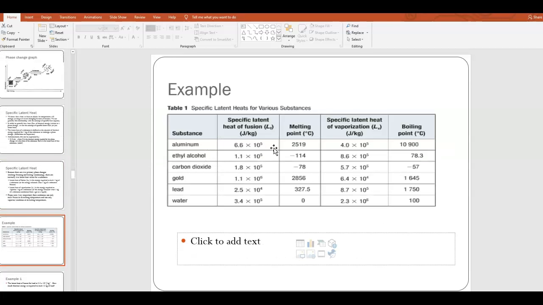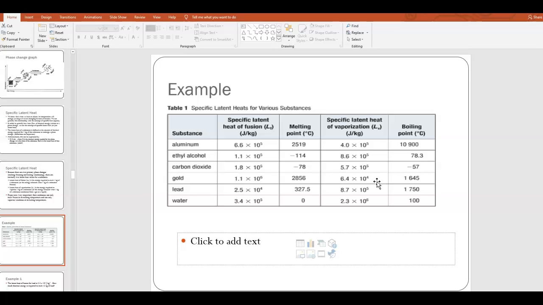Okay, so just to give you an idea of different values for specific latent heat, we can look at this chart. This has some different substances on it: aluminum, ethyl alcohol, carbon dioxide, gold, lead, water. Just look at the values for the specific latent heat of fusion and the specific latent heat of vaporization. The first thing I want you to notice is that the values for L tend to be very, very high, right? 10 to the 4 is in the tens of thousands. 10 to the 5 is the hundreds of thousands. Okay, so these are much larger numbers typically than specific heat capacity.